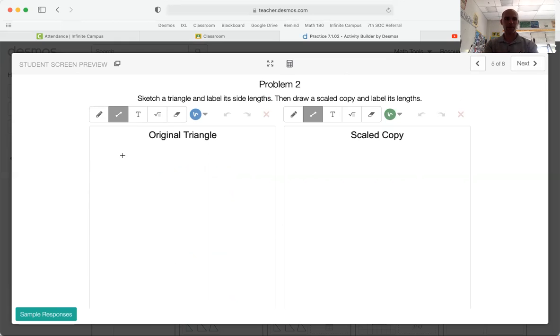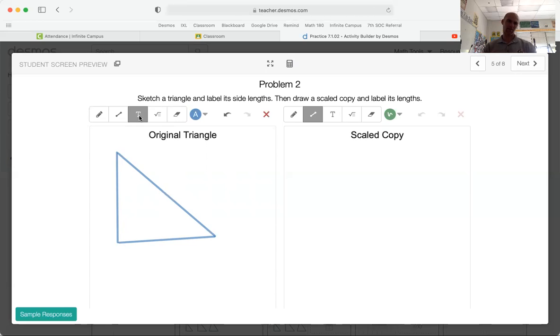Let me use the line tool rather than the pencil tool. I'm going to make my life easy and make a right triangle. Those are always easier to draw. So let's see here. I guess it's not really going to turn out right. It's almost right. And then we can use the text tool up here. We got to label some side lengths.